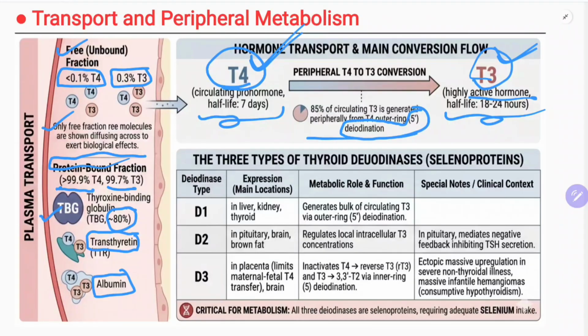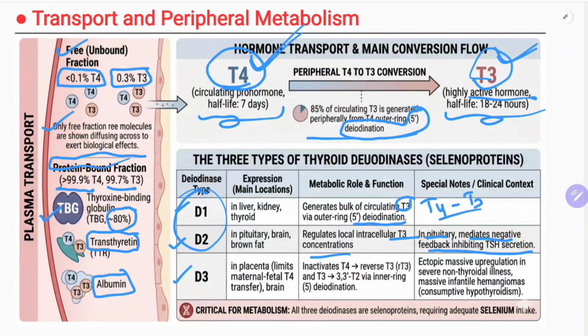Now, just to know about the enzymes, there are three types of deiodinase enzymes which convert T4 and T3: D1, D2 and D3. D1 generates the bulk of circulating T3 by deiodination. That means it normally converts T4 to T3 in the peripheral cells. D2 regulates the intracellular T3 concentrations. And in the pituitary, it mediates negative feedback inhibition of TSH secretion.